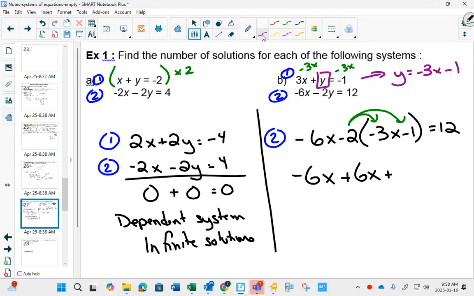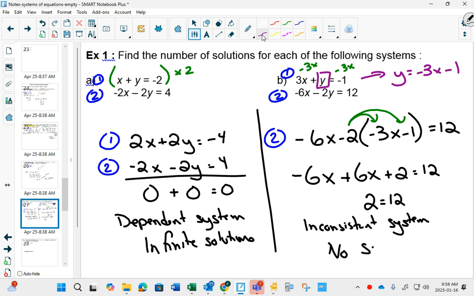Continue distributing. -2 times -1 is +2 equals 12. My 6x's go away, and I end up with 2 equal to 12. What kind of system is this? Inconsistent. And that tells us there is no solution, because 2 is never equal to 12.